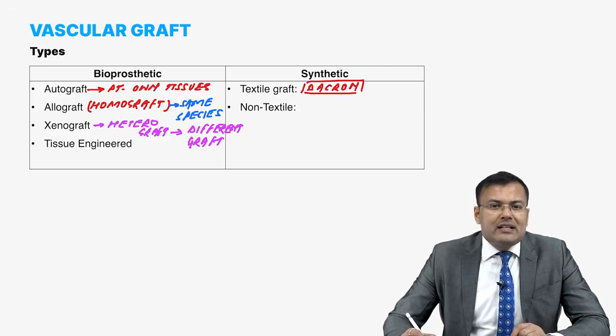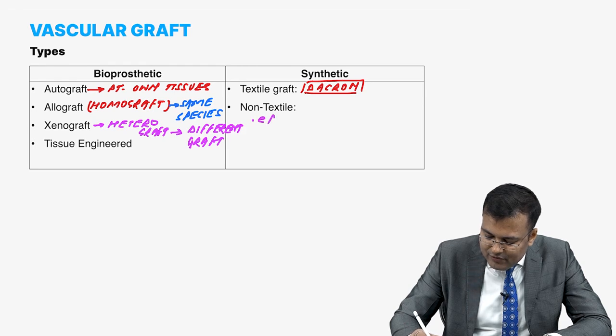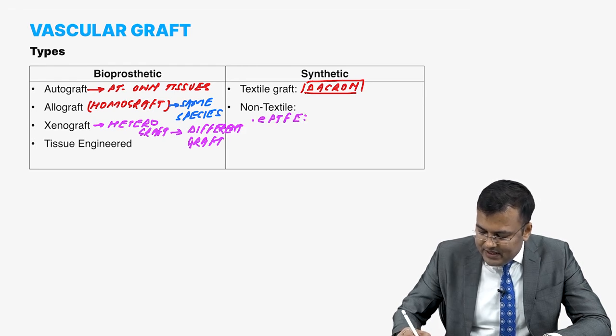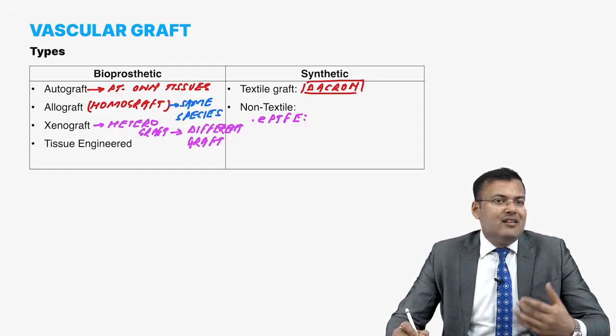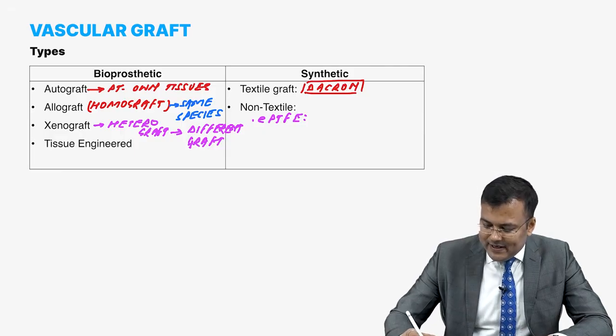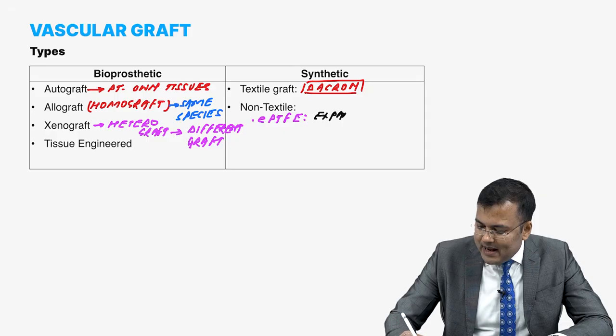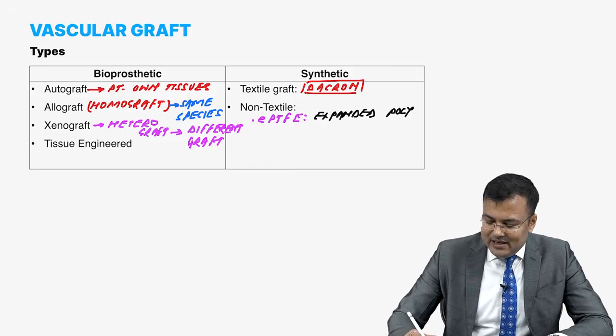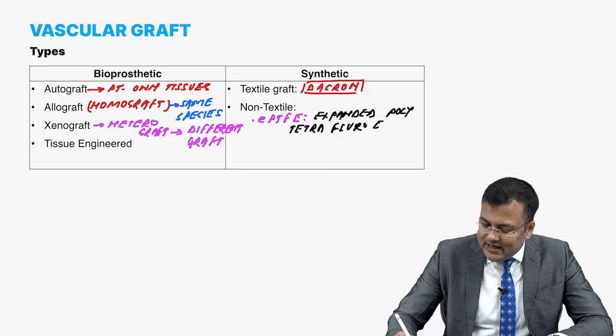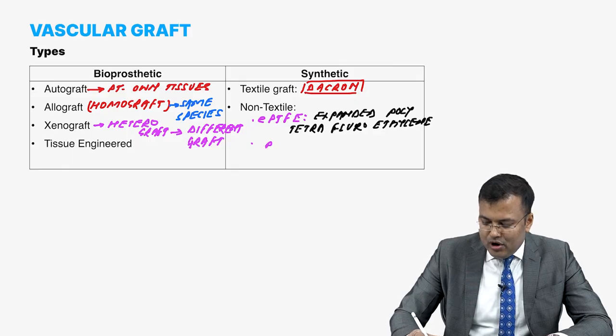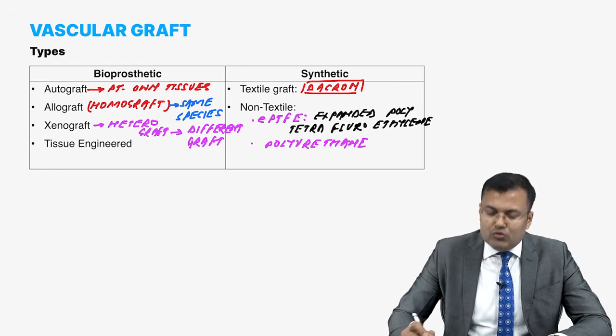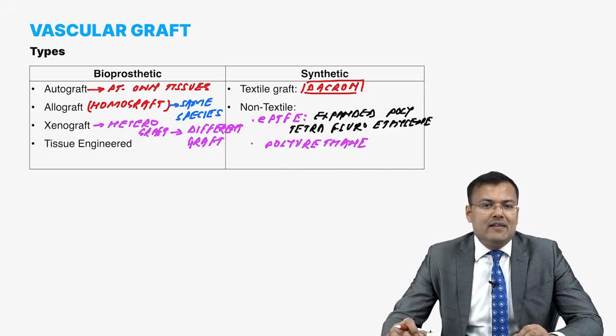After that, non-textile graft, first is ePTFE. Guys, tell me the full form. What is the full form of ePTFE? E means expanded polytetrafluoroethylene. So it is expanded polytetrafluoroethylene. The second is polyurethane. All these are asked in exam. So the most commonly used synthetic graft is Dacron, right?